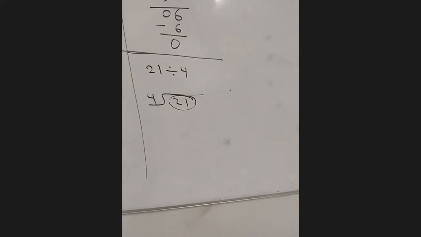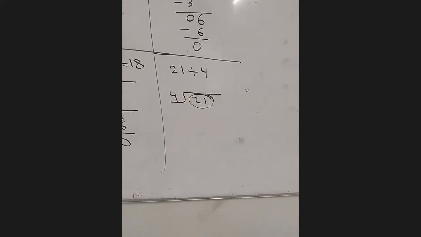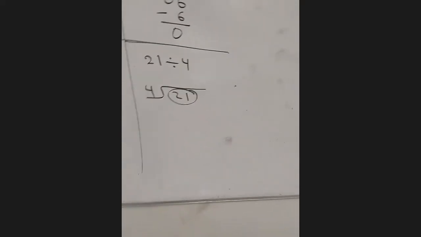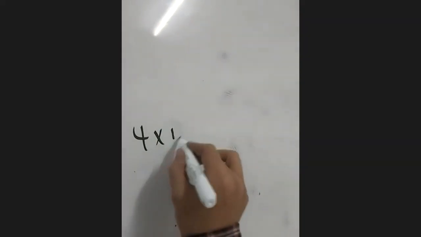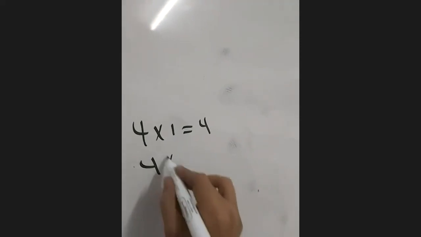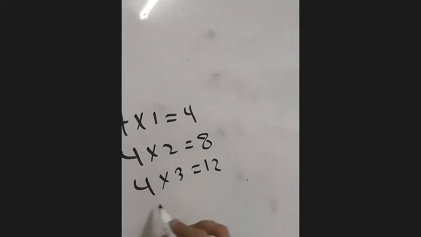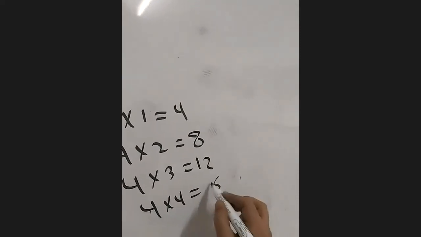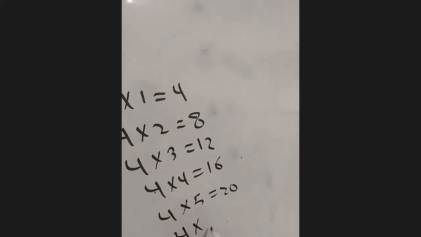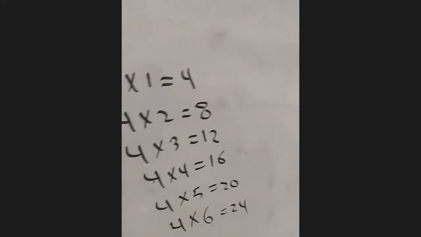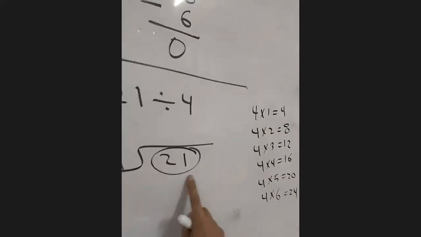Do we have a 21 in the timetable of 4? No. What do we have in 4? Let's remember the timetable of 4 together. We have 4 by 1, 4, right? 4 by 2, 8. 4 by 3, 12. 4 by 4, 16. 4 by 5, 20. 4 by 6 is 24. We will use 4 multiply 5.